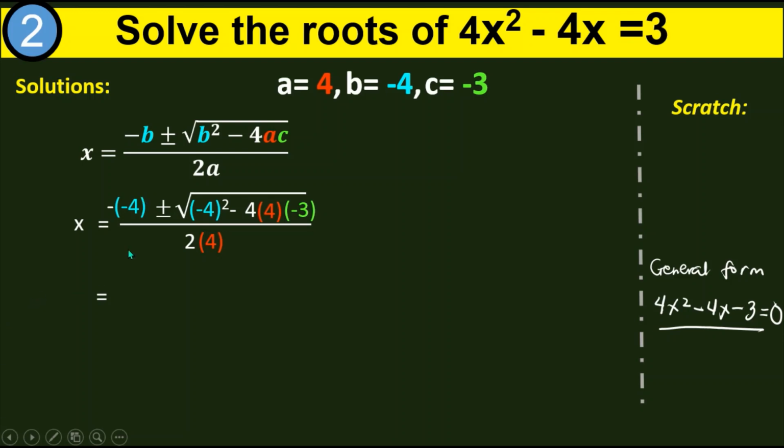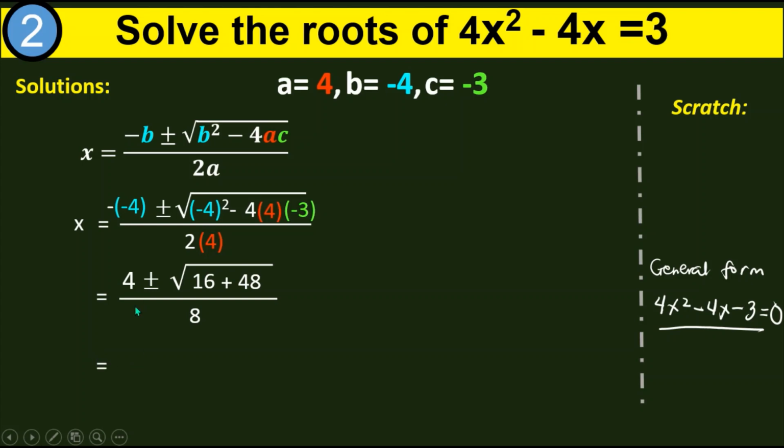Ulitin ko, ine-negate natin si negative 4. So, kapag ine-negate natin ang negative number, siya ngayon ay magiging positive. Then, plus minus square root of negative 4 squared is equal to positive 16. And then, negative 4 times 4 times negative 3 is equal to, okay, so since meron tayong dalawang negative, siya ngayon magiging plus 48. All over 2 times 4 equals 8.